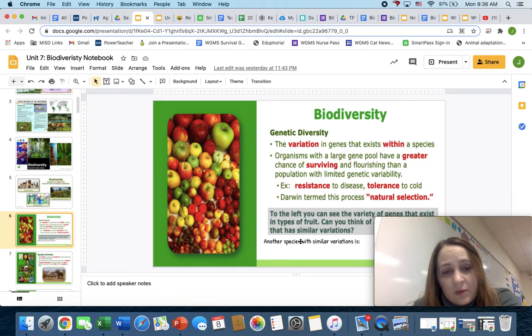It gives you examples of different types of fruits. For genetic diversity, as you can see, there are different colored apples, different types of apples. Tell me some other organisms that have similar variations. Even though they're all considered the same category, there are different types of them. So tell me some examples of those.